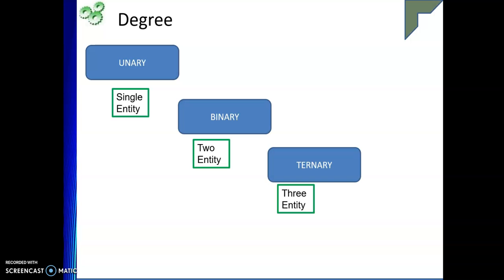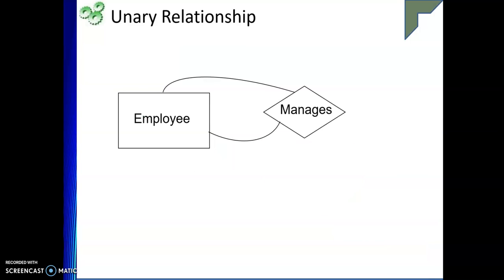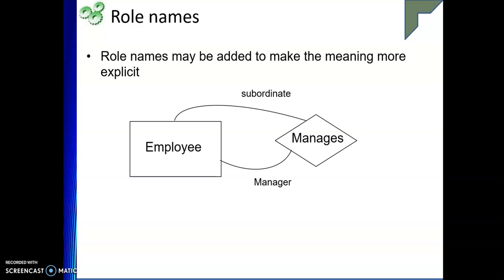So regarding degree, we have unary, where the degree is one and a single entity is there; binary, where two entities are there; and ternary, where three entities are there. Unary is degree one, binary is degree two, ternary is degree three. For example, an employee manages other employees, so that becomes a unary relationship. Then I talked about role names, which help us understand or give meaning to the relation, like manager and subordinate.